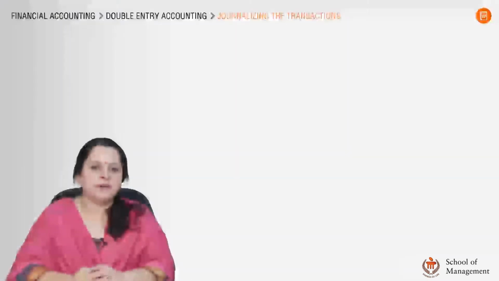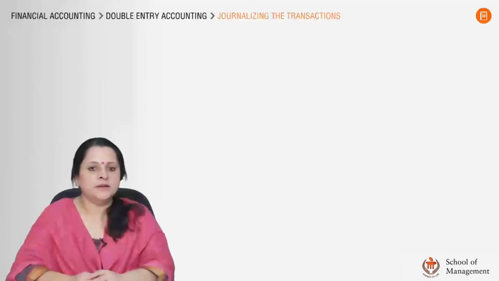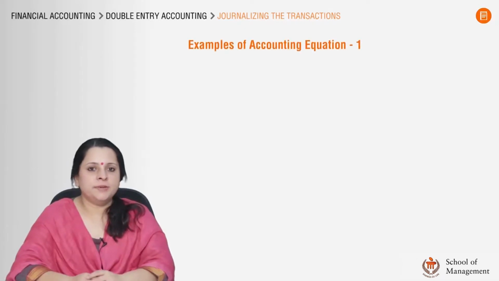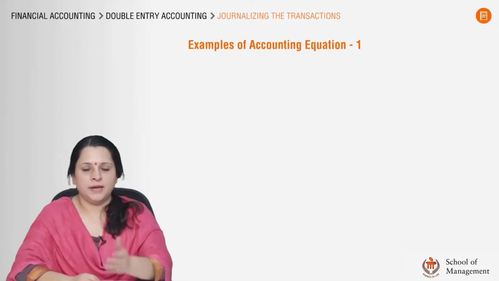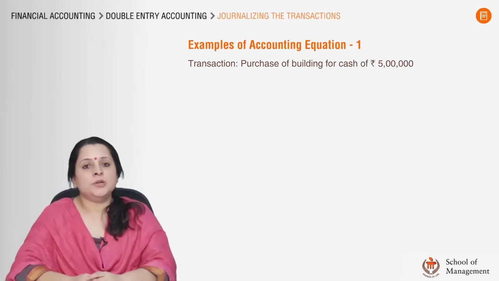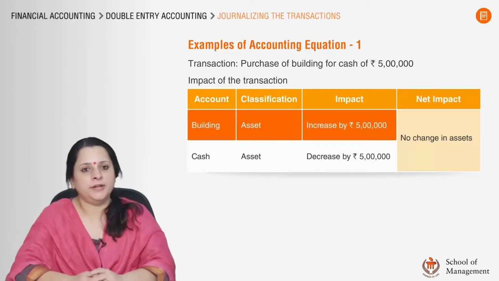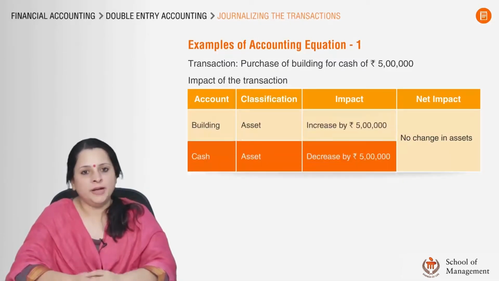Let us revisit the 5 examples that we discussed earlier to understand the impact of those examples on the accounting equation. The first example that was discussed earlier, and as you can see on your screen, was purchase of building for cash by a business for rupees 5 lakhs. In this example, we had concluded that the value of buildings in the books would increase while the total cash balance of the business would decrease post the transaction.